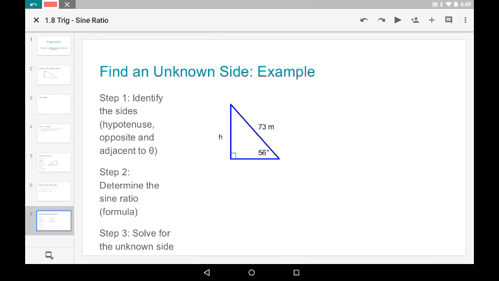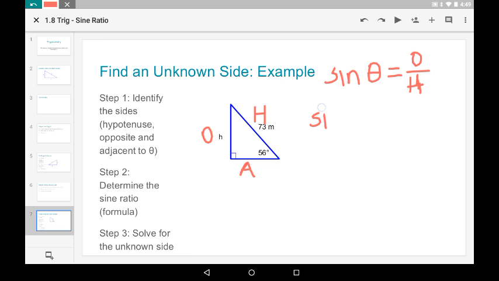We're given a triangle. We have an angle of 56 degrees. We have H for the height of this triangle, and the hypotenuse is 73 meters. So I'm going to start by labeling my sides. Hypotenuse there, A there, O there, for adjacent and opposite. Step two, we write down our formula. So we have sine theta equals O over H, opposite over hypotenuse.